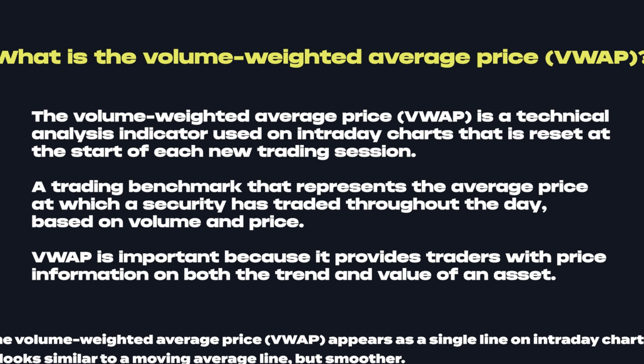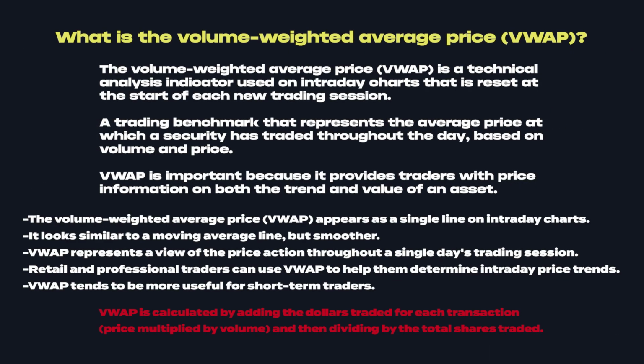The VWAP is very important because it provides traders with price information on both the trend and the value of an asset. And the key points of the VWAP, most importantly, are that it appears as a single line on intraday charts. It is similar to a moving average line but smoother. It looks exactly the same. It represents a view of the price action throughout a single day's trading session. As I was telling you earlier, it is usually more useful for short-term traders, and traders can use it to help them determine intraday price trends.